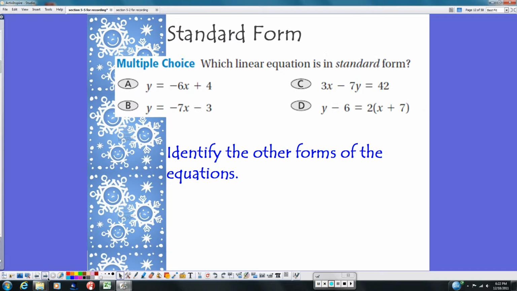So let's take a look here. Which of those linear equations is in standard form? And then I'd like you to identify the forms of the other equations. So let's see how you did. C is in standard form, A and B are both in slope-intercept form, and D is in point-slope form.